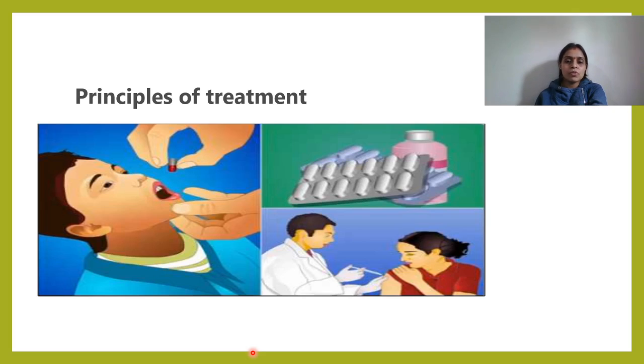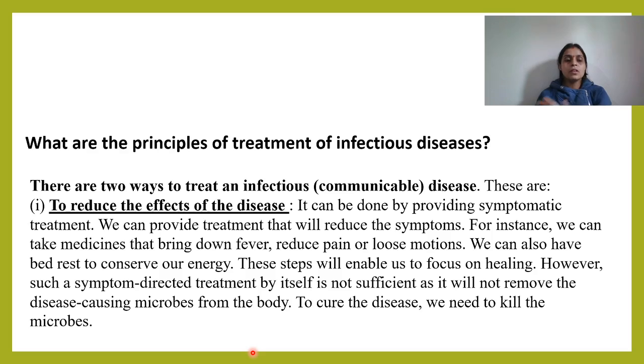Coming to the principles of treatment. So, what are the principles of treatment of infectious diseases? There are two ways to treat infectious or communicable diseases. The first one is to reduce the effect of the disease. It can be done by providing symptomatic treatment, that is, treatment that will reduce the symptoms.